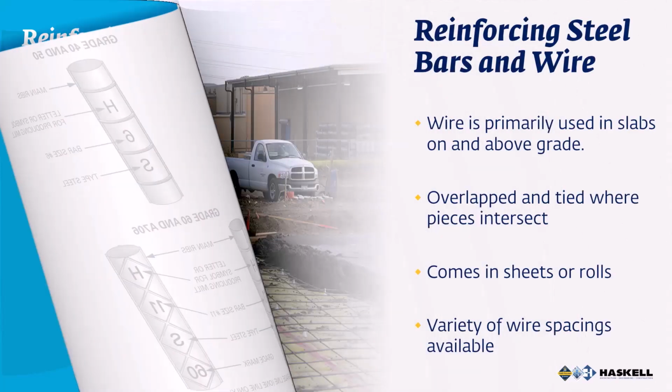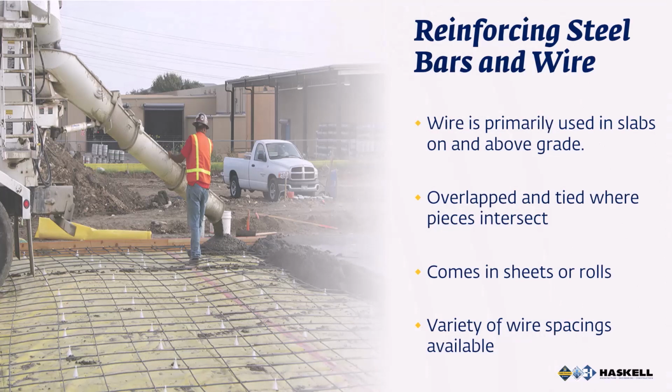The image on this slide shows welded wire reinforcement placed in a slab on ground. It is used primarily in slabs on and above grade. The material consists of a square or rectangular wire mesh pattern. It comes in sheets or rolls with a variety of wire spacings available.